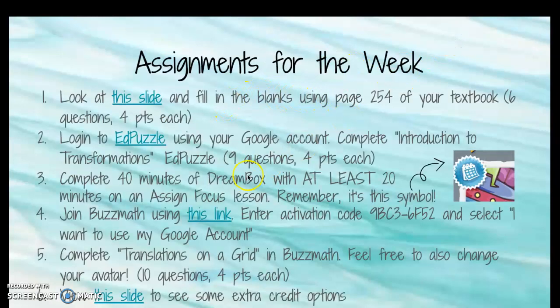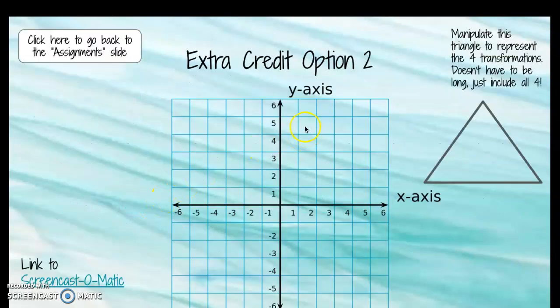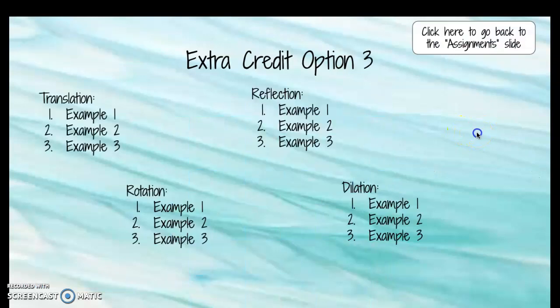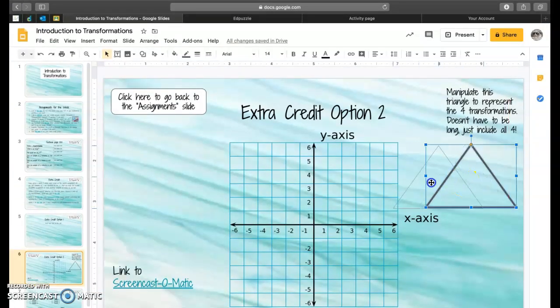I'm going to go back to the assignments page, and now I'm going to go back to the extra credit page. Option 2, on this slide, using Screencast-O-Matic, record yourself performing and explaining the 4 types of transformations on the triangle. So I'm going to click this slide. There's a coordinate plane here. You can use it, or you don't have to. You can just talk about it.